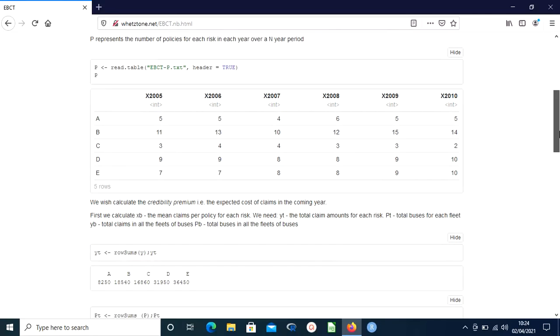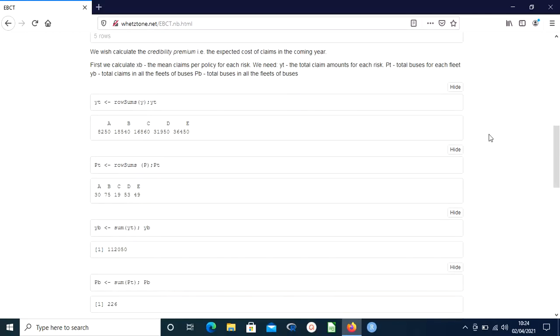So we started off with YT, which is the total claim amounts for each risk, and that was found by calculating the row sums of Y, and so we got this result. So for example, in all the 6 years, there were 8,250 claims for risk A. In all the 6 years, there were totally 36,450 claims in risk E.